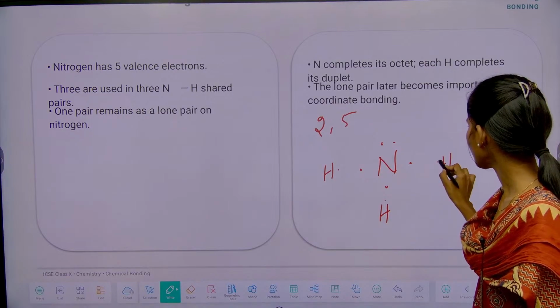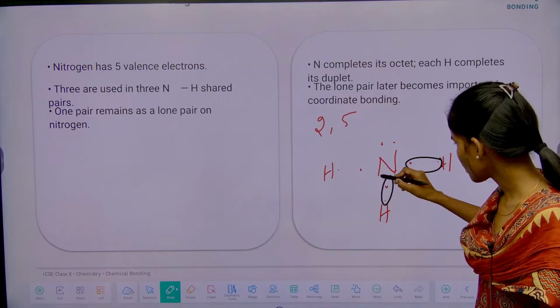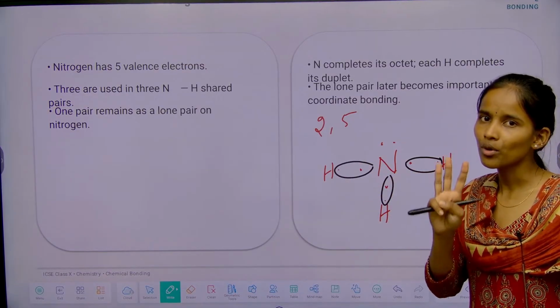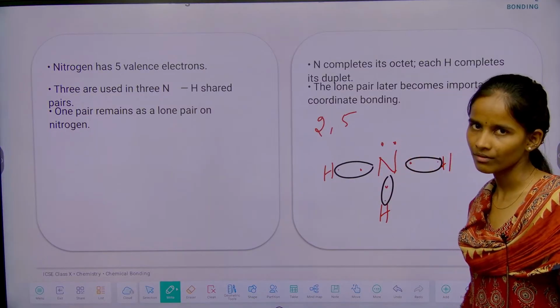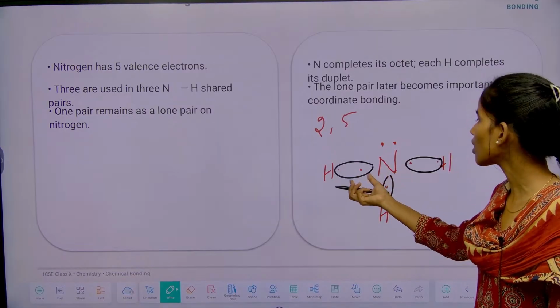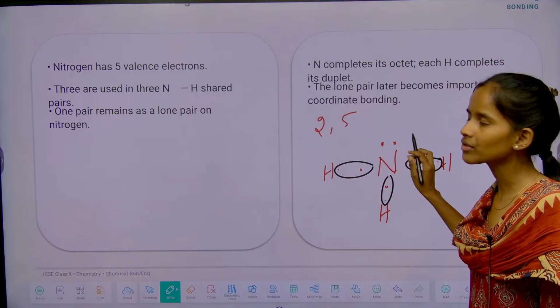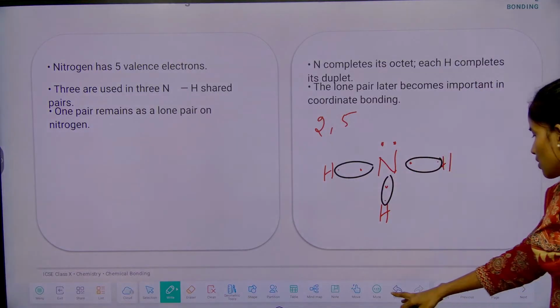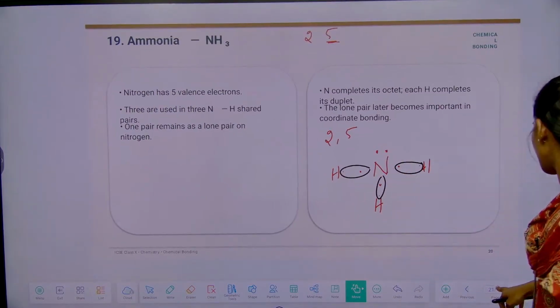Now what will they do? These 2 electrons will form 1 bond. These 2 electrons, 1 more bond. These 2 electrons, 1 more bond. 3 covalent bonds are formed. Now the extra 2 electrons, which are valence electrons not involved in bond formation, we will call a lone pair. We will discuss it in detail. So this is all about covalent bonds with different examples.